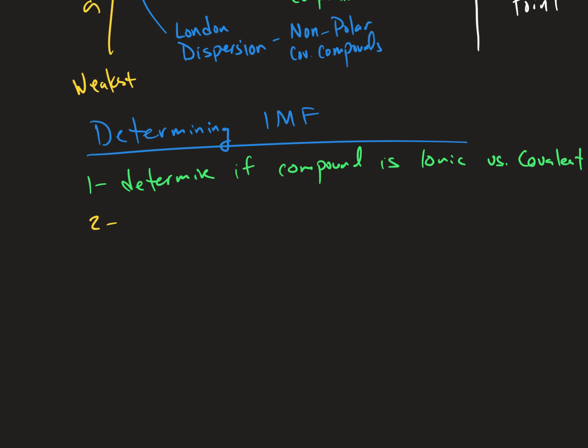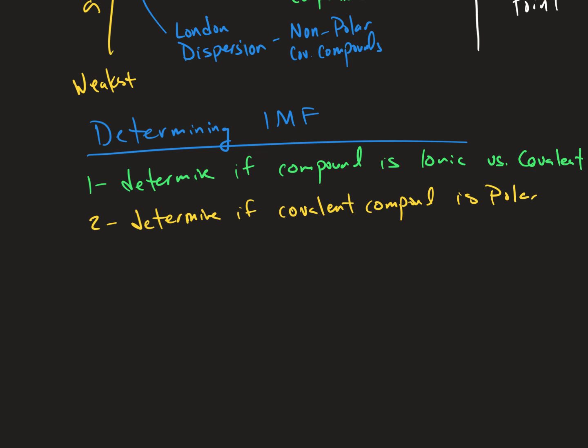Step 2. If it's ionic, it's ion-ion. So we're done with that one, right? For all of the covalent compounds, we have to determine if the covalent compound is polar or not. If it's not polar, what is it? Nonpolar. If it's nonpolar, what intermolecular force is it? London dispersion. If it's polar, then it's either hydrogen bonding or dipole-dipole, right?